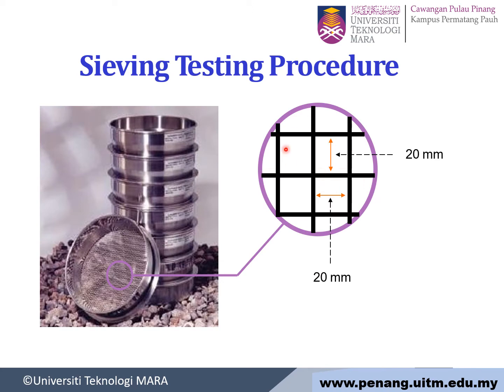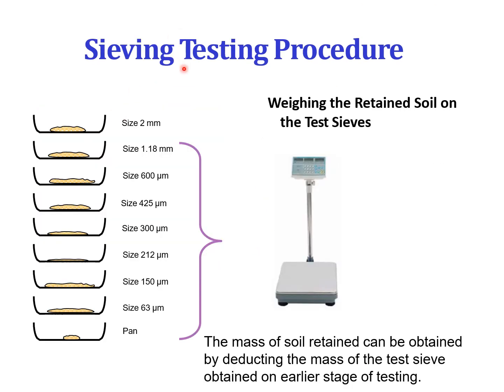This is how we measure the size of the sieve. Here is an example. After you conduct the test, you have the mass retained here. You have to weigh the retained soil on each test sieve. The mass of soil retained can be obtained by deducting the mass of the test sieve obtained at the early stage of testing.